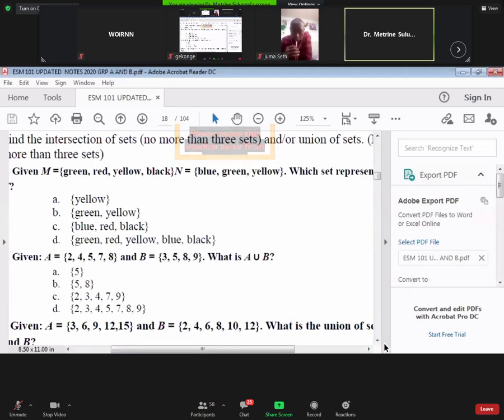It will be 5 and 8, because 5 is in A and B. 8 is also in A and B.